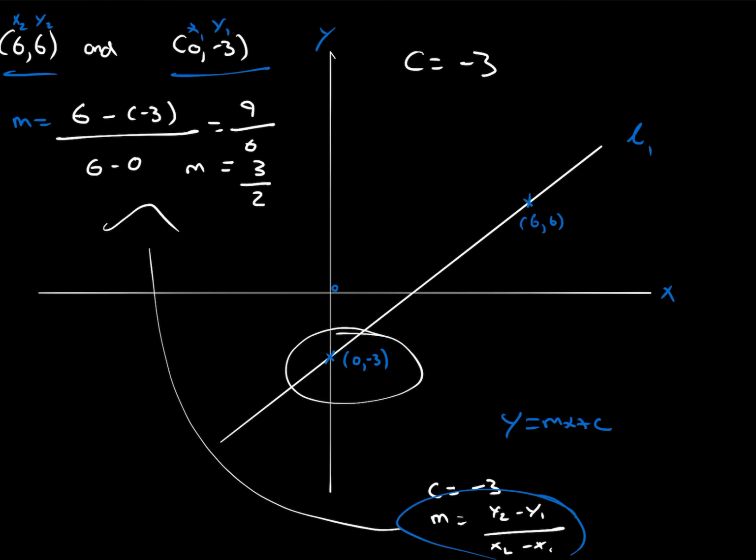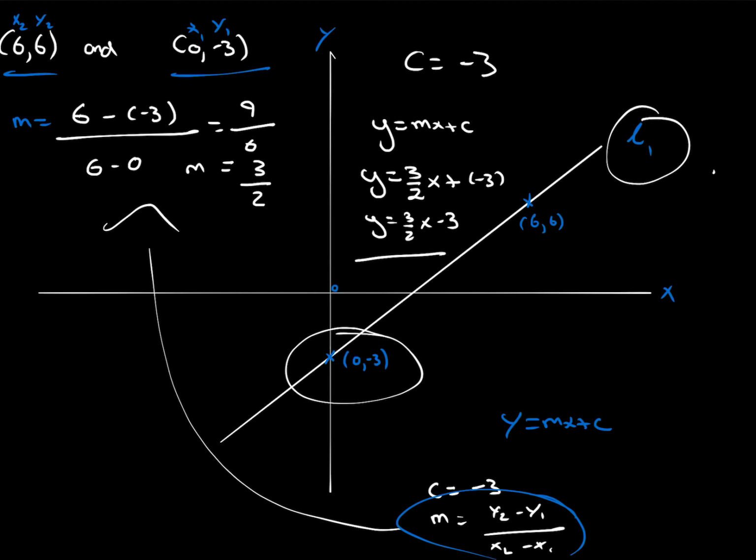Now let's put them in the slope-intercept form. Slope-intercept form is y is equal to mx plus c. So our slope-intercept form would be y is equal to 3 over 2x plus -3, or, simplifying it, y is equal to 3 over 2x minus 3. That is our equation of a straight line, and that is the equation of L1.